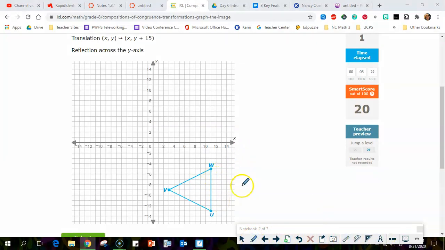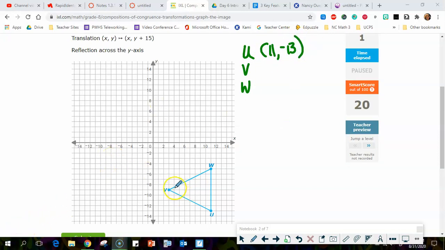Okay, so let's see, we have UVW. U is at 11, negative 13. Let's see, V is at 3, negative 9. And W is at 11, negative 5.